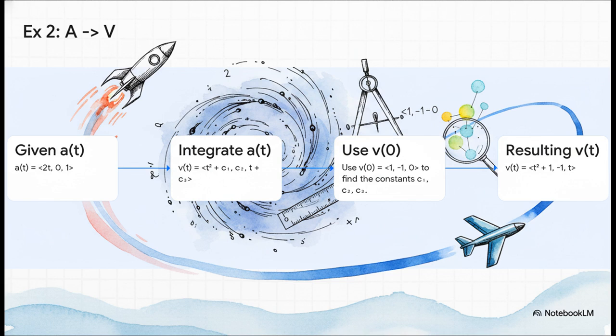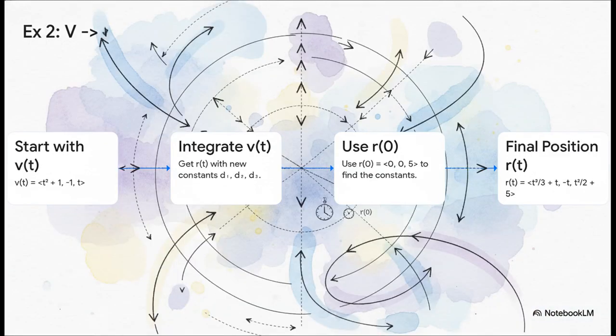We're told the velocity at time 0, so we plug in t equals 0, set our equation equal to that known vector, and boom, we can solve for each constant. That locks in our exact velocity function. And from there, it's rinse and repeat.